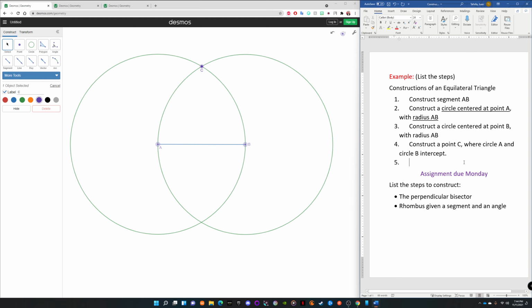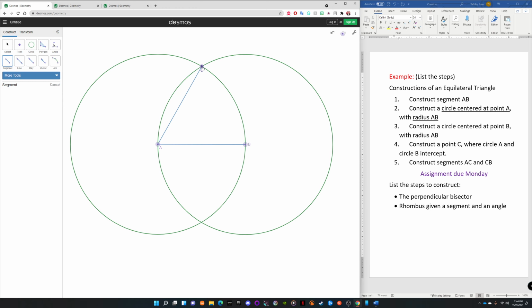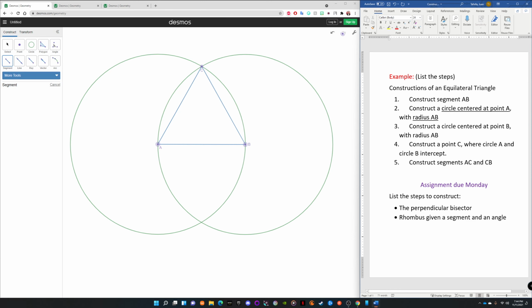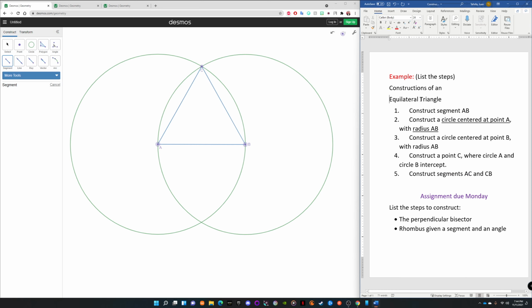Sorry, too much talk. Last step, construct segments AC and CB. You're going to construct segment A to C and C to B. That's your equilateral triangle. You're done. These are your constructions. In this case, we got 5. You finished. That's it. So specifically, these are the constructions of an equilateral triangle.